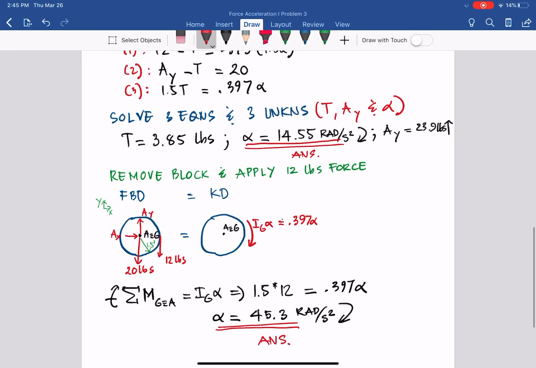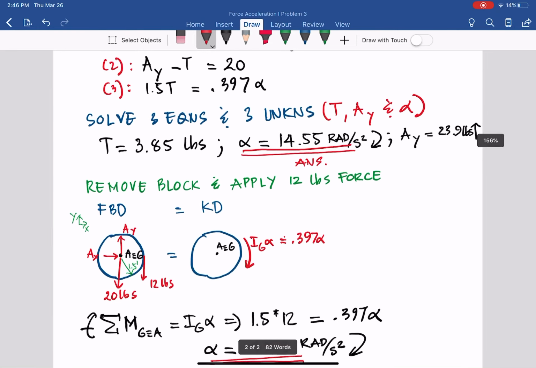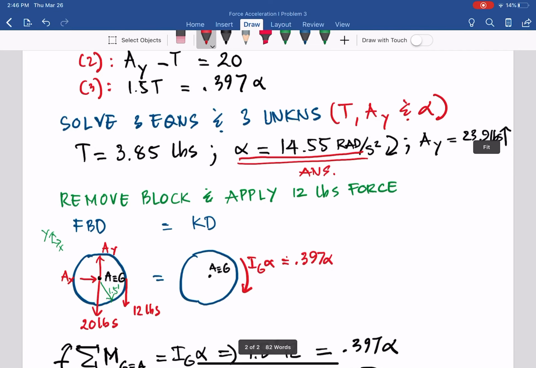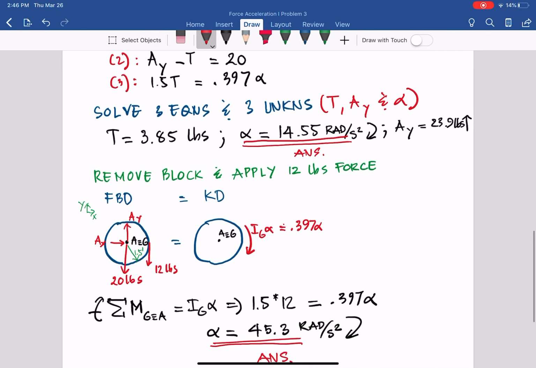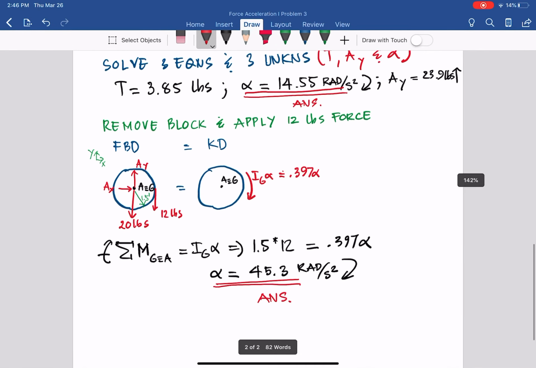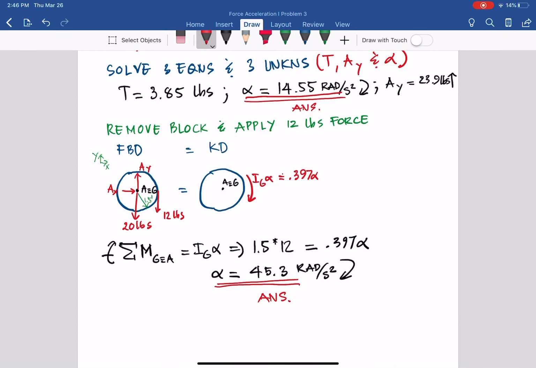You can see that applying a 12-pound force to the drum is different from hooking a 12-pound block to the drum, because when you have a 12-pound block, you also have the mass of the block. If you recall, mass is resistant to acceleration. So when the block has a mass resistant to acceleration, that's why in the previous case, when you had the block, the angular acceleration was significantly reduced compared to applying 12 pounds without the mass. You get 45.3 radians per second squared. With that, we're done with this long problem.